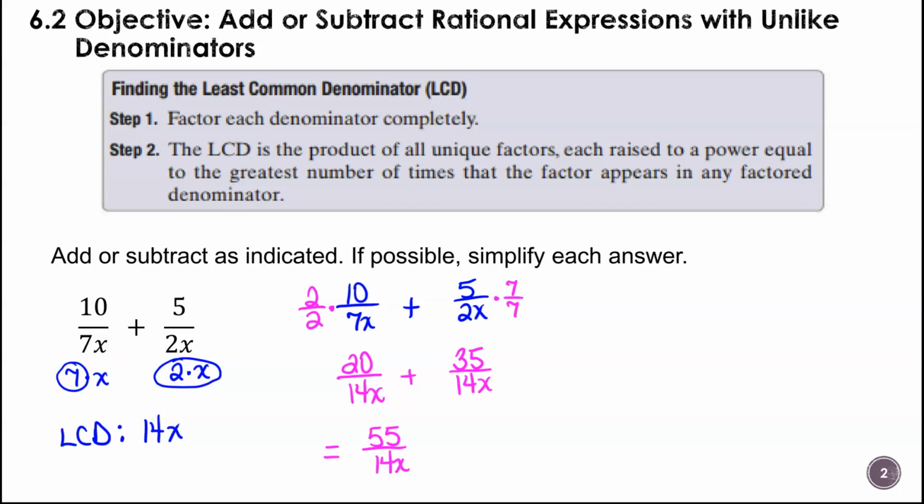Now, I've already taught you to simplify fractions. You have to learn that before you get to this. We're going to check and see, can we simplify this any? Well, 55 is 5 times 11 and 14 is 2 times 7. All prime numbers, nothing in common. So that means that we are finished.